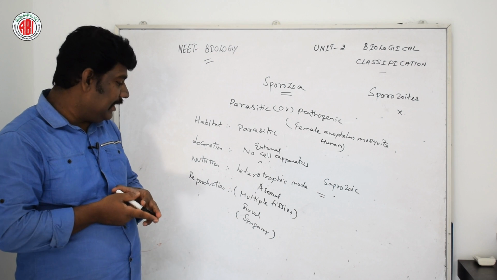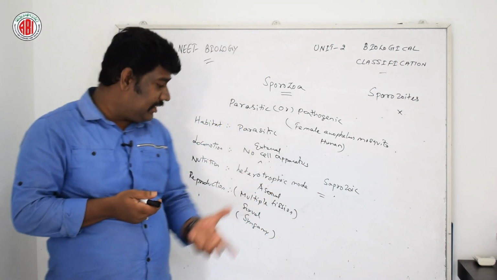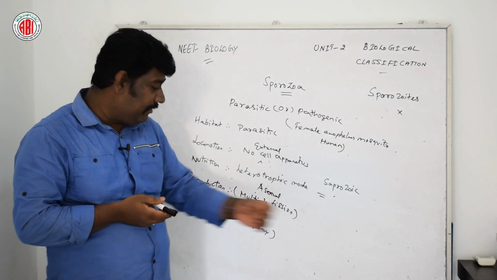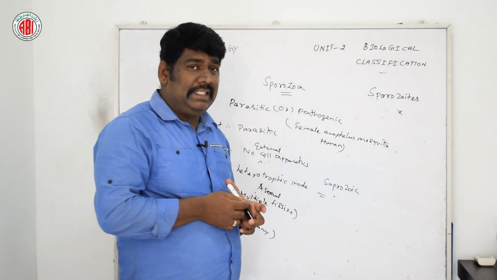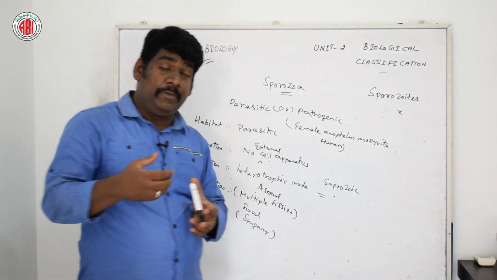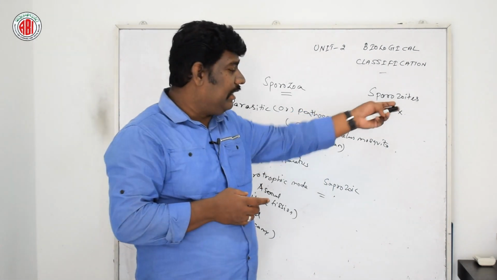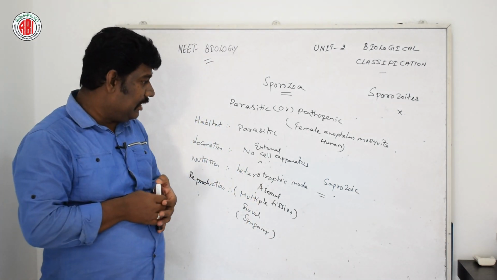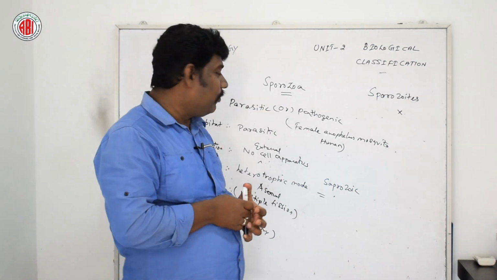Next, talking about reproduction, they have a complex type of reproduction, seen as asexual and sexual modes of reproduction. The asexual mode of reproduction involves multiple fission, and the sexual mode of reproduction involves the syngamy method. During its life cycle, it produces a specialized stage called sporozoites, and these sporozoites are usually haploid cells in nature. These are all the major characteristic features of Sporozoa.